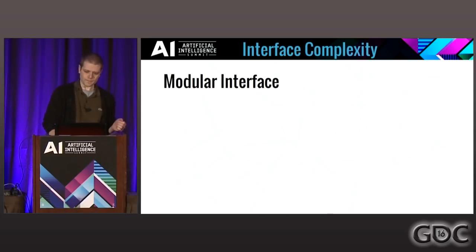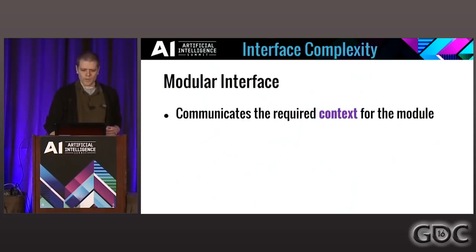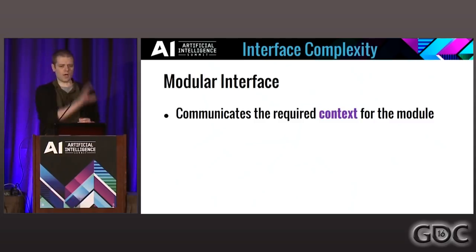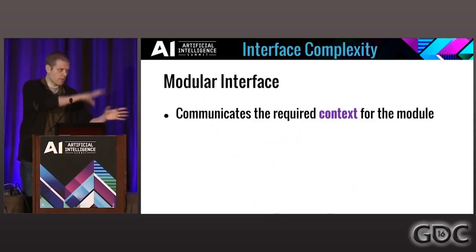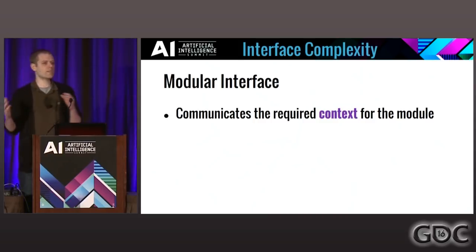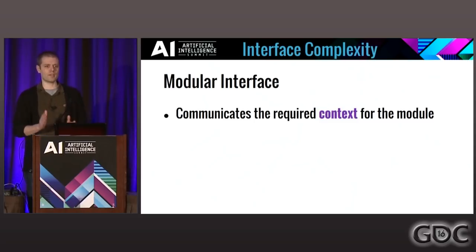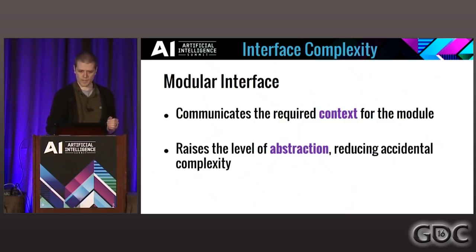So moving on, I'm going to talk about the modular interface now. What does it do? Well, it should communicate the context for the module. So the expectation of that module, what is it trying to get from the rest of the AI? What is it providing to the AI? We should be able to understand that from the interface. If you've done a good job making small, concise modules, then we should have a clear, easy to understand interface.